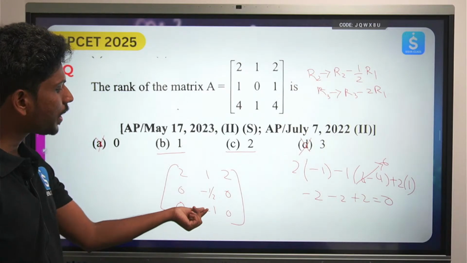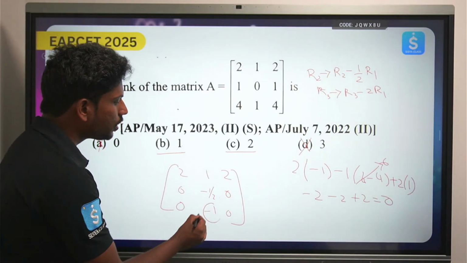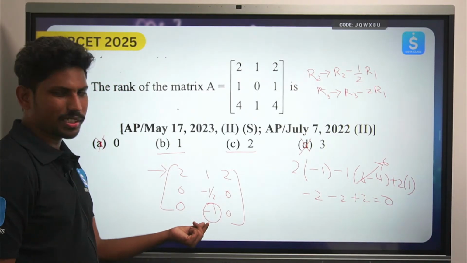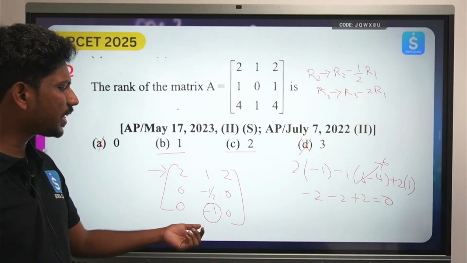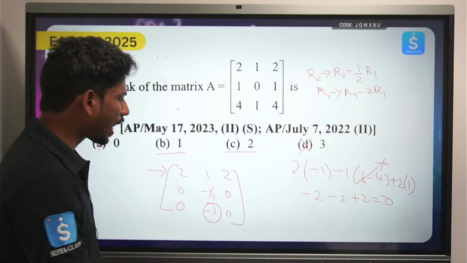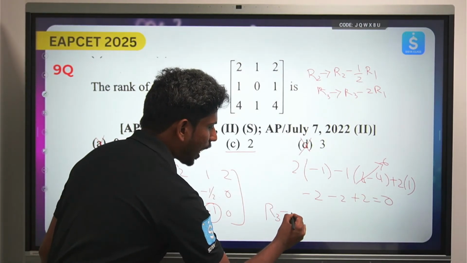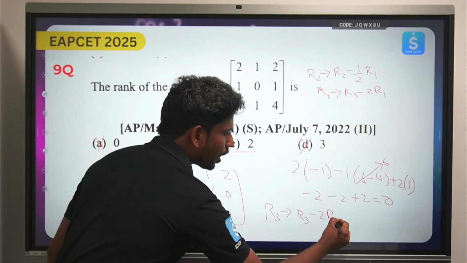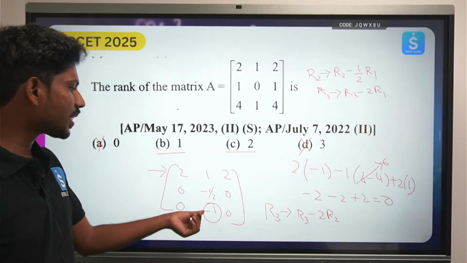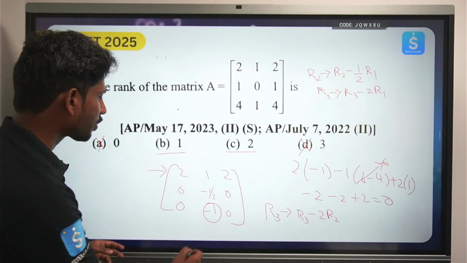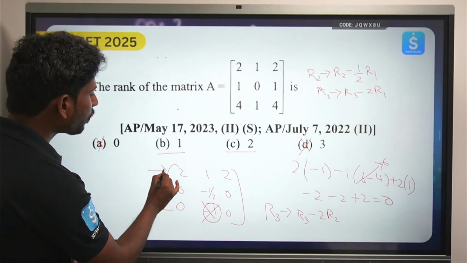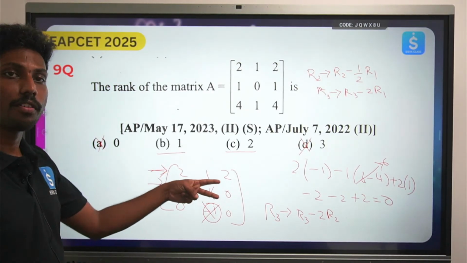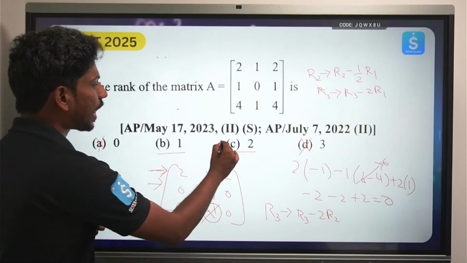Now again I can make even this one also equal to 0, right? Then we can just take some suitable operation. R3 gives R3 plus, in fact minus, 2 times R2. From here I can just make it equal to 0. So this will also become 0, and hence how many non-zero rows do we have? We have 2 non-zero rows, hence the rank is equal to 2.